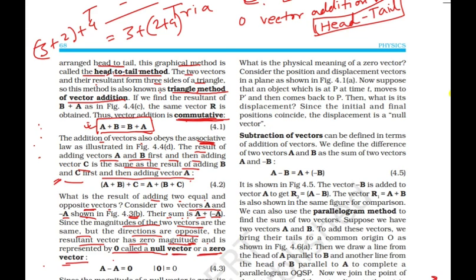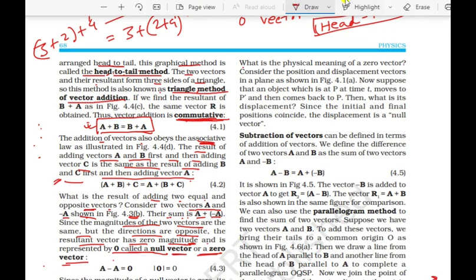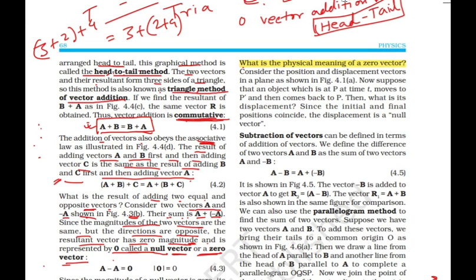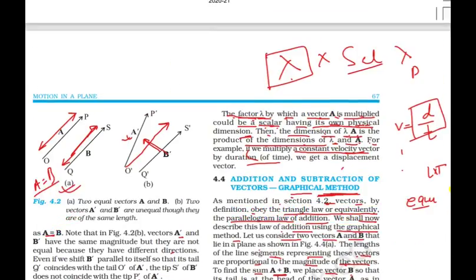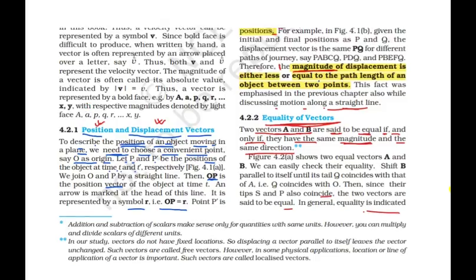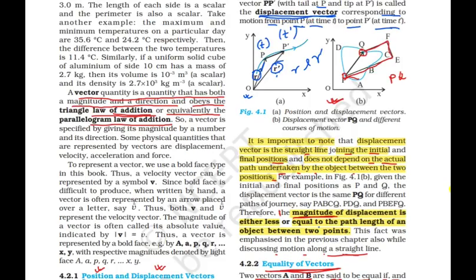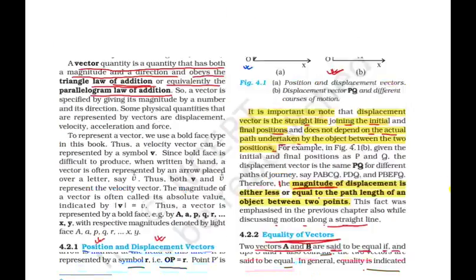What is the physical meaning of 0 vector? Very important. Let me highlight these things. Consider the position and displacement vector in a plane as shown, that is, the previous figure 4.1a for position and displacement vector.